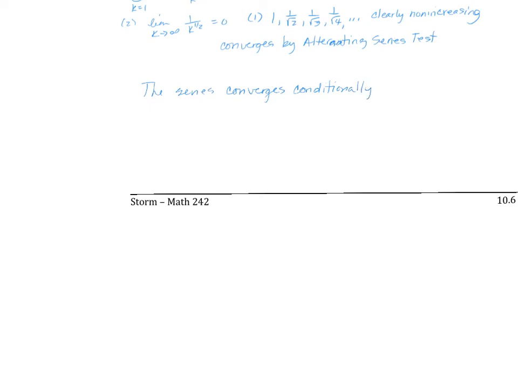So again, if the absolute value of the series converges, then you have absolute convergence. If the absolute value of the series diverges, then you could possibly have conditional convergence. You have to check the series itself. If the series converges, then you have conditional convergence. In the case where you get both diverge, then the series diverges.